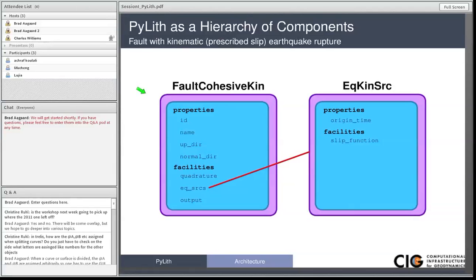Another example would be a prescribed slip fault, known as our fault cohesive kin, for kinematic. It has properties such as the ID of the fault, the name of the fault, a general up direction and normal direction that help define the orientation of the fault surface. Then it has its subcomponents called quadrature, earthquake sources, and output. In terms of example earthquake sources, we have our kinematic source, which has an origin time, so that's just the time when the rupture begins, and then the slip function that specifies the spatial variation and temporal variation of that slip time history.